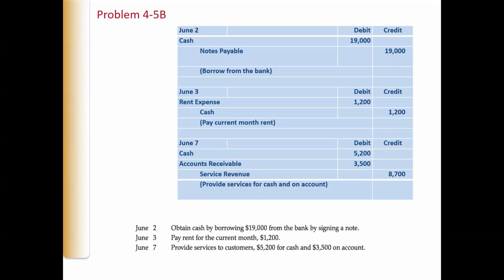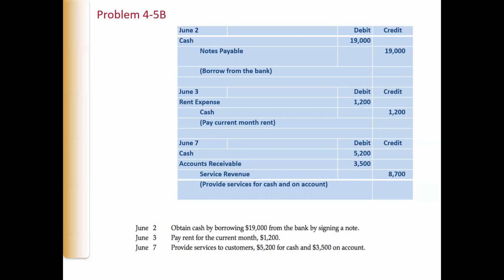So, obtain cash from borrowing $19,000 from the bank by signing a note. Does it make sense? We're going to debit our cash and credit our notes payable. And guys, what would that be? Financing. When we pay rent for the current month, we'll debit our rent expense and we'll credit our cash, which is operating.